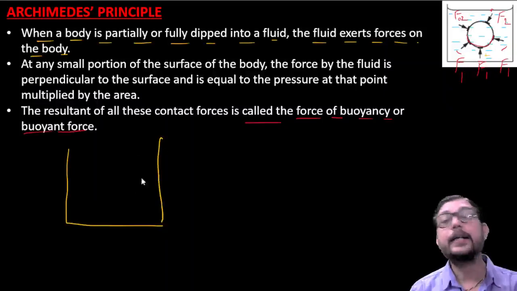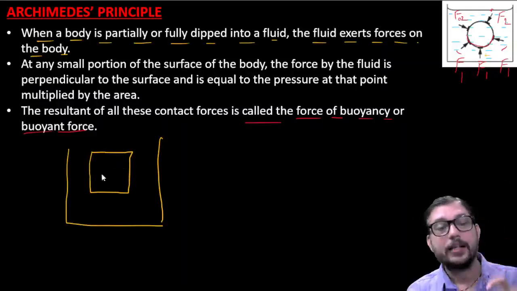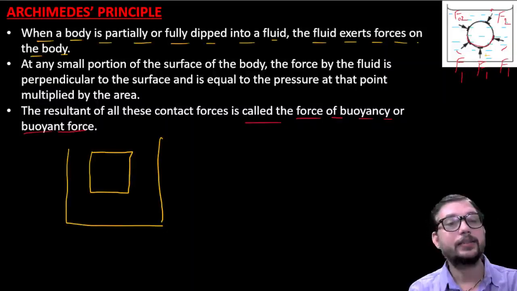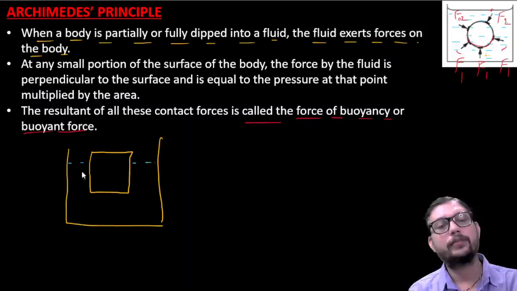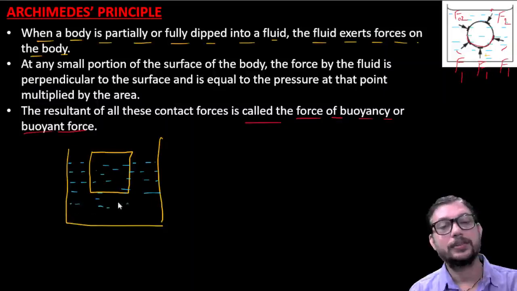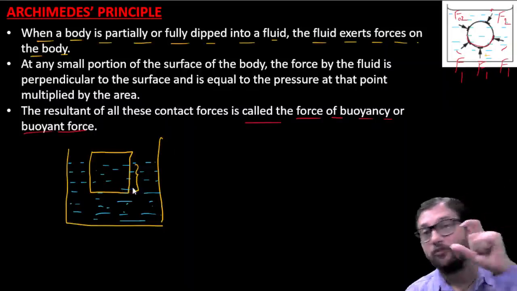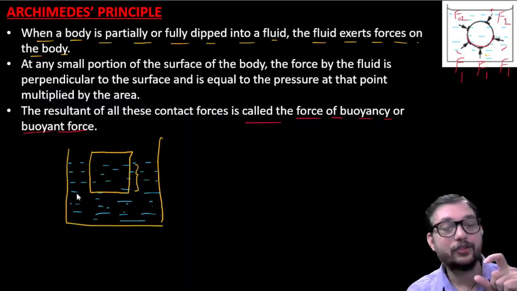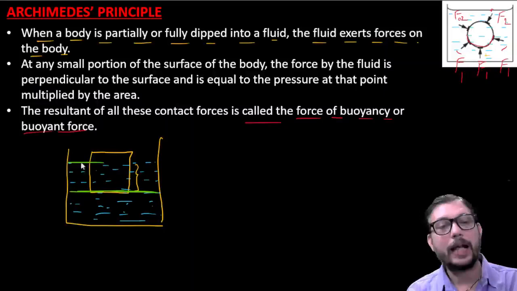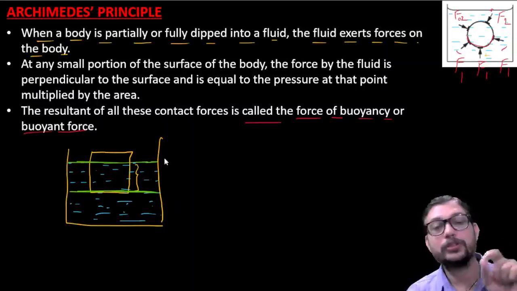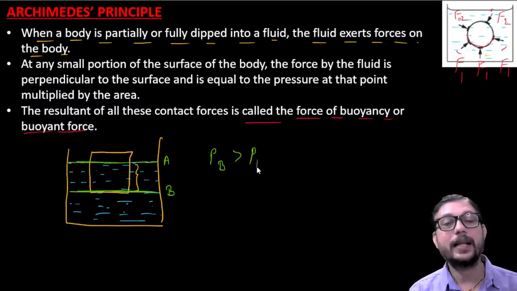And if the shape of the body has some vertical height, let here be your fluid like water or whatever. You can easily see that this part has some vertical height. If we draw a layer here, this is one layer and this is another layer. Suppose this is layer A and this is layer B, then the pressure at layer B will be greater than the pressure at layer A.